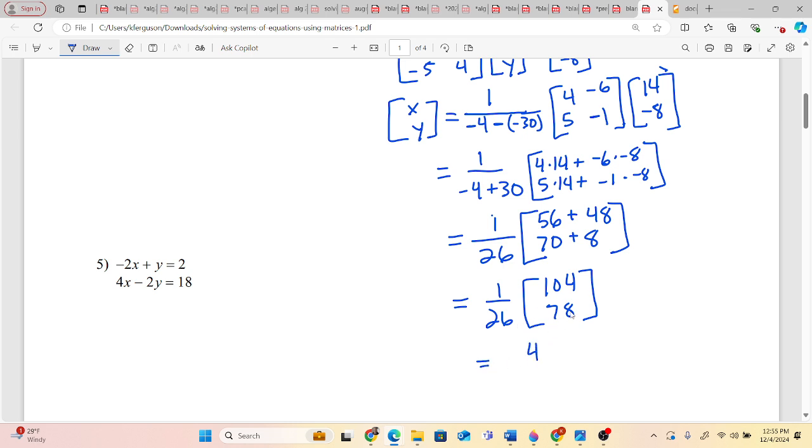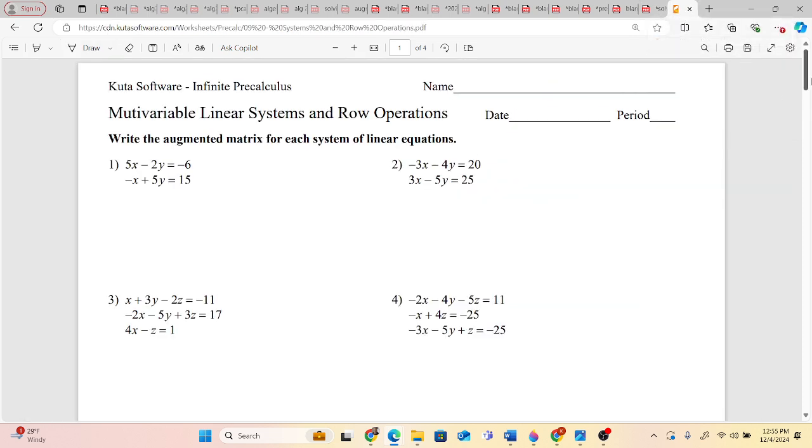And then 78 divided by 26 is what? 3. So just so we're clear, this is x, y equals 4, 3, which you could also write 4 and 3. Either one of those is acceptable. Has anybody got any questions on that? No question? Question on anybody? Okay. All right, real quick.